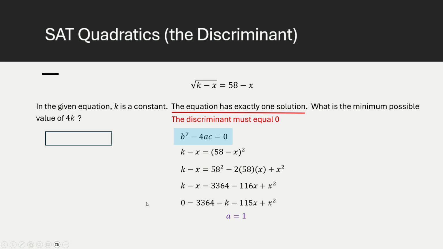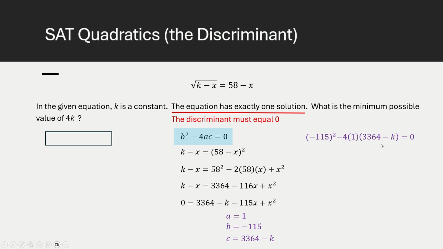Now in the discriminant, b is whatever in the quadratic is the coefficient of your x to the first power. So if you look here, the coefficient of x to the first power is negative 115. And then c in the standard form of a quadratic is going to be whatever doesn't have an x. So here, this 3364 doesn't have an x, and neither does this negative k. So c actually equals this whole thing here, 3364 minus k. So we're going to take this a equals 1, this b equals negative 115, and this c equals 3364 minus k, and plug it into the discriminant up here. And you can look over here on the right, we've just done that.